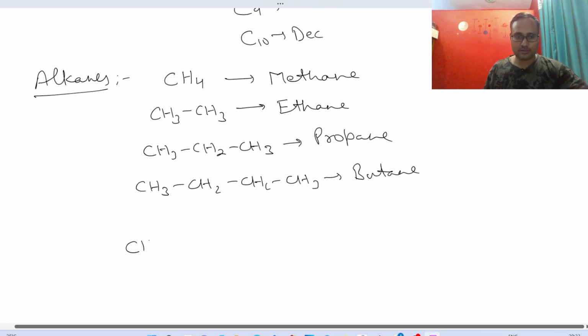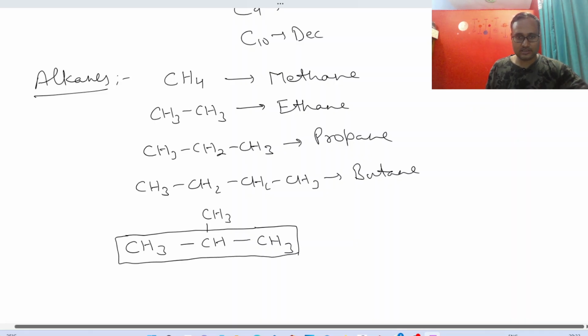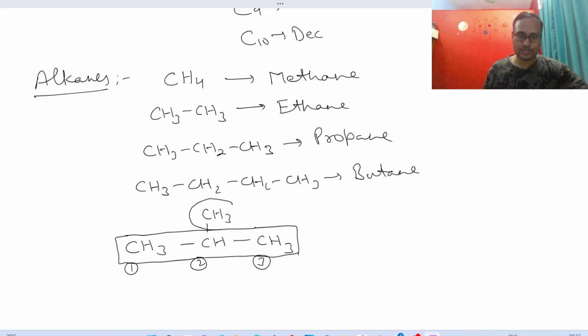Suppose we have a compound like this, CH3, CH, and we have a side branch CH3, and over here one more CH3. Then how to write down the IUPAC name of such a compound? In such a case, we first select the longest chain. After that, we give the numbering 1, 2, 3. The numbering should be given in such a way that the substituent present on the parent chain gets the lowest number. It will get number 2 from both sides, whether we start the numbering from the left hand side or from the right hand side.